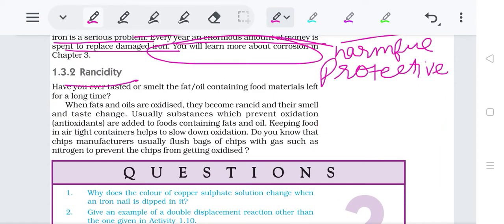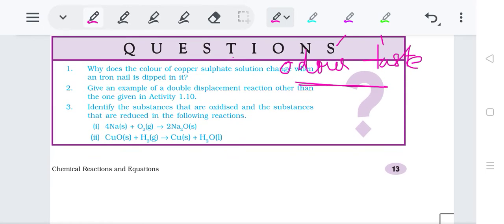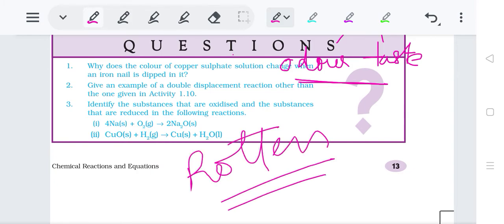So rancidity. Rancidity is nothing but oxidation of food. When there is oxidation of food, there is a change in odor and taste, which leads to food getting rotten.